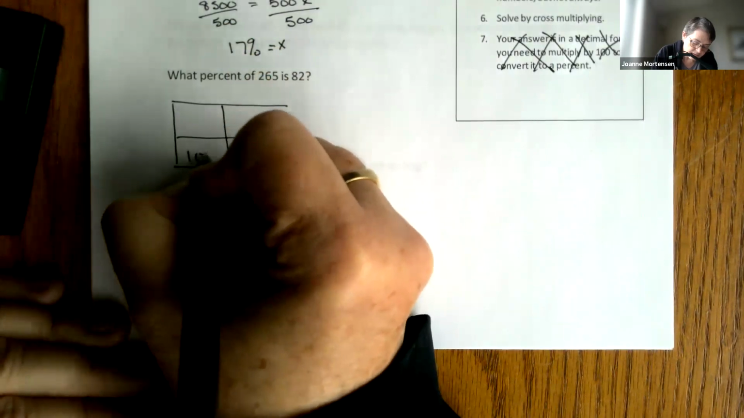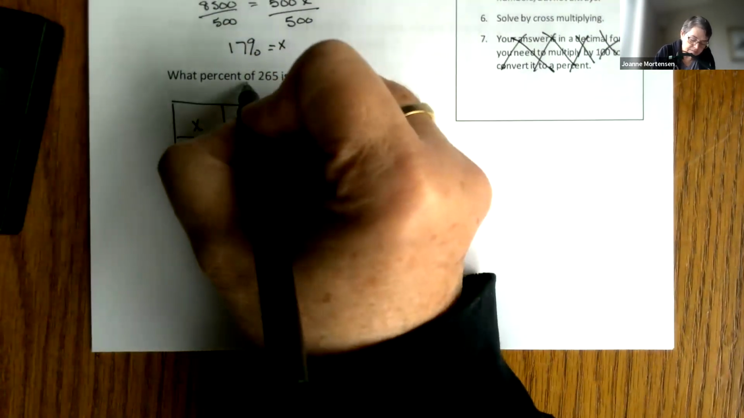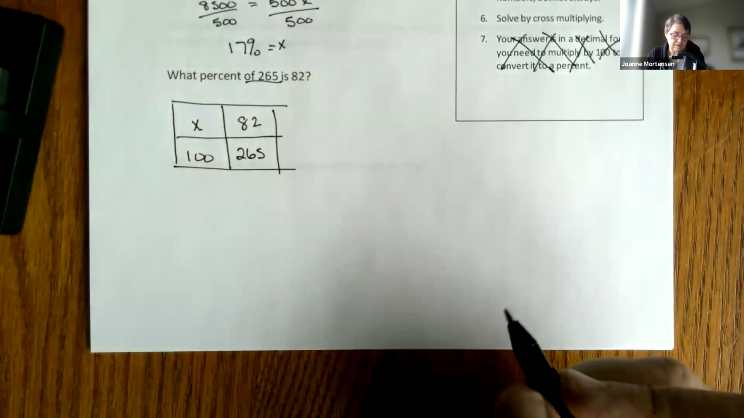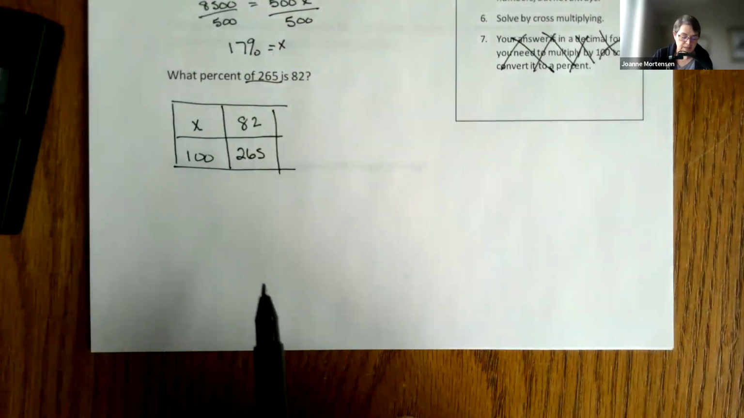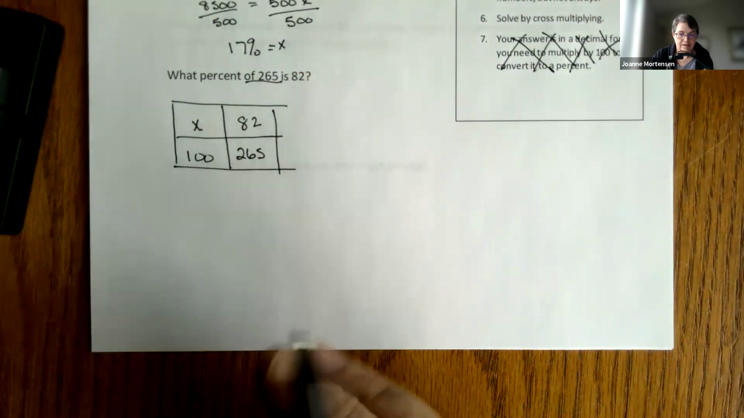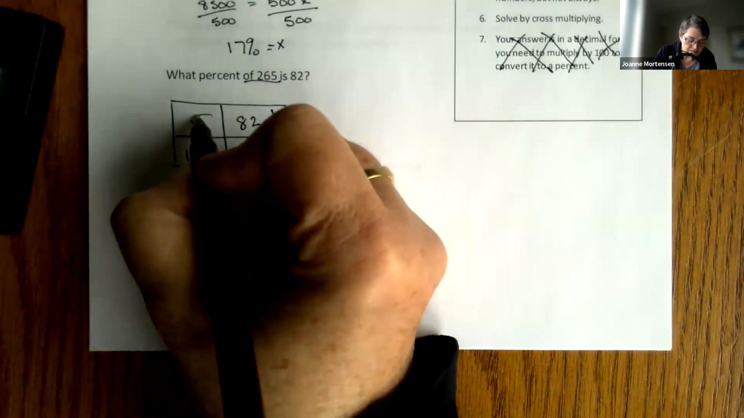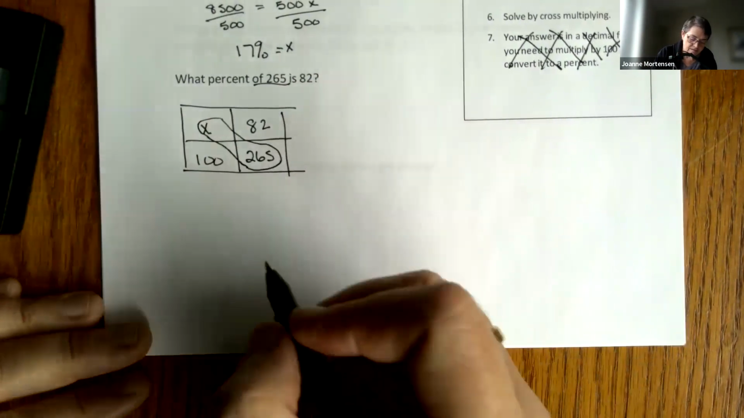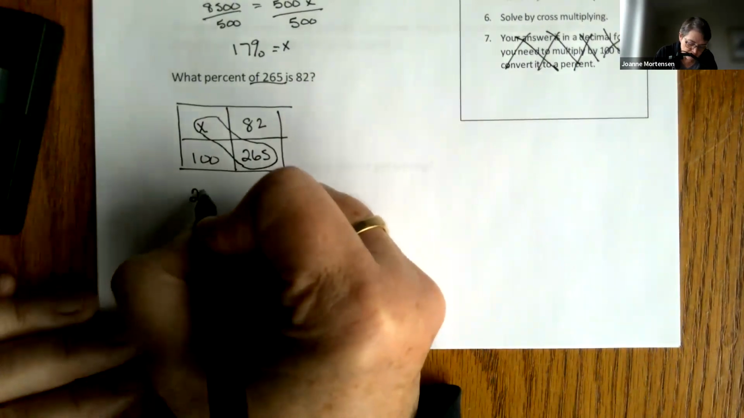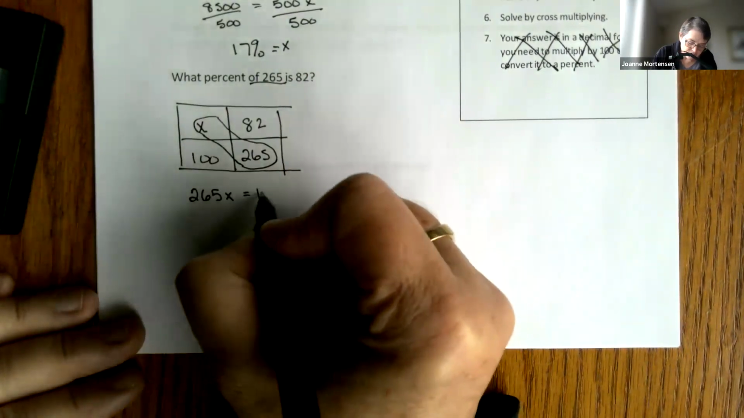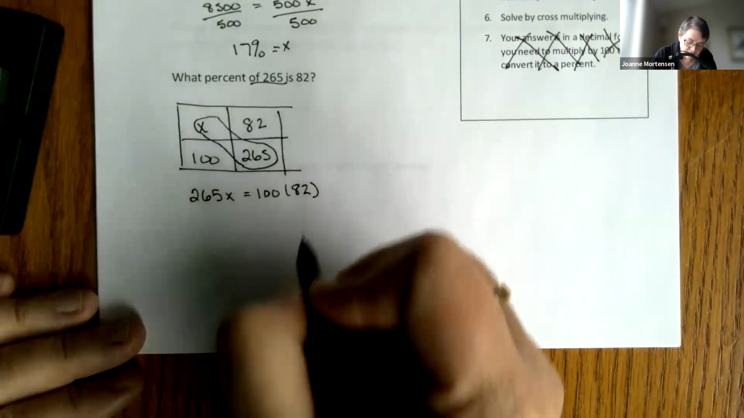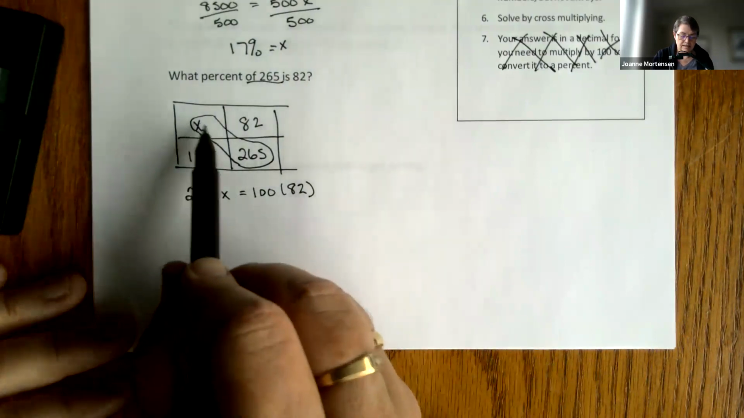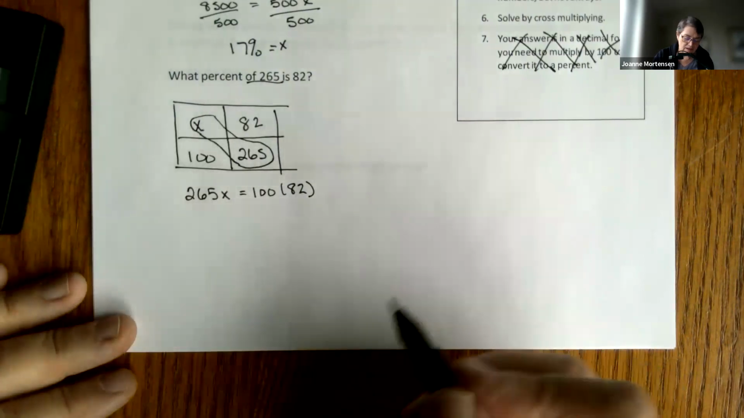That was the other thing I was going to mention up here. If you always want the variable x to be on the left-hand side, and some people this makes really happy, you can certainly do that. You can write 265x is 100 times 82. You can put it like that. It makes no difference, as long as the x and 265 are together and the 82 and the 100 are together, we're good.